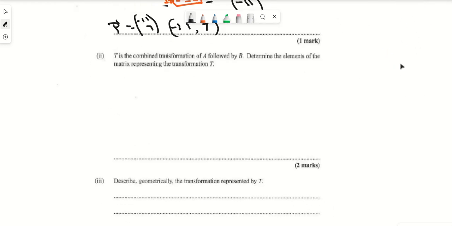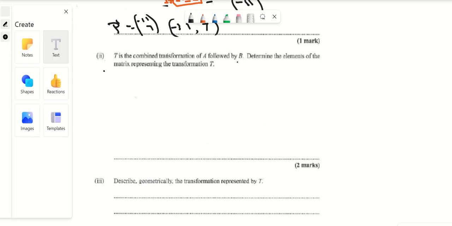Now, they said T is a combined transformation of A followed by B. So, determine the elements of the matrix representing transformation T. So, A followed by B just means we have to multiply A by B. So, let me write this note.